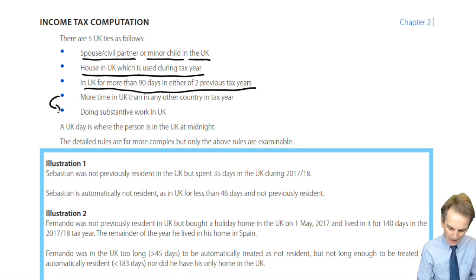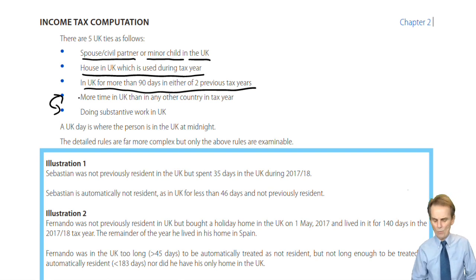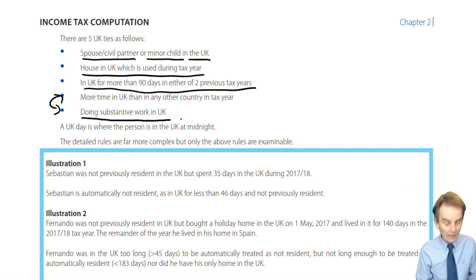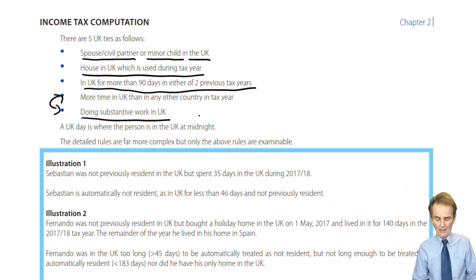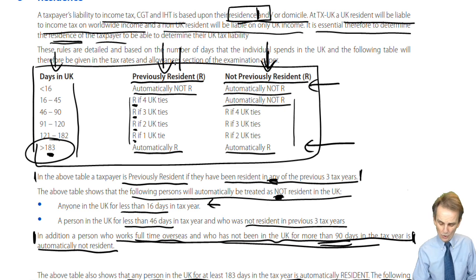Actually, these would be better the other way around. I'll explain why in a moment. But if you're doing substantive work, again, you don't have to define it at this level. You will be told whether or not that is the case. Now, there I've picked out 4 of the 5 tests. That one is only applicable for people who are basically leaving the UK, where you were talking about someone who was previously resident in the UK and is now leaving the UK.